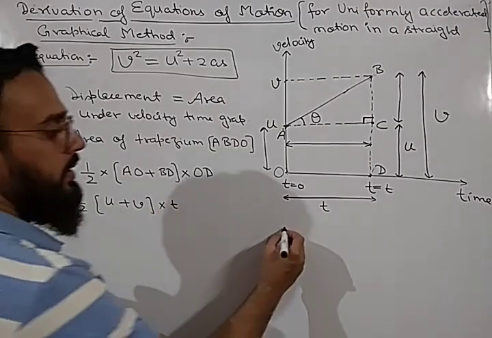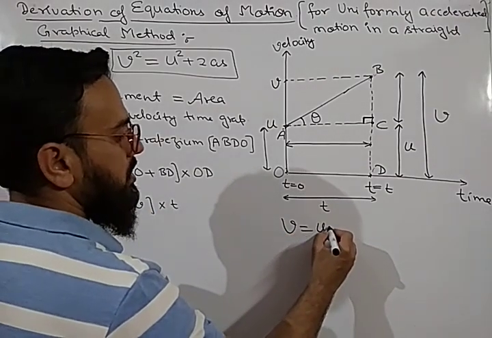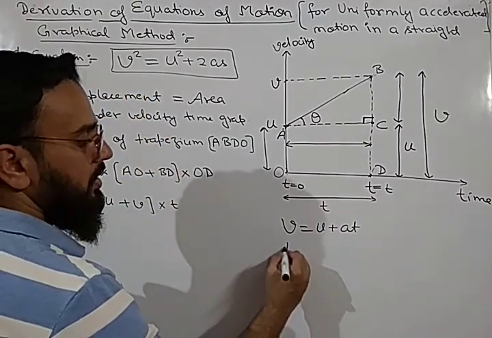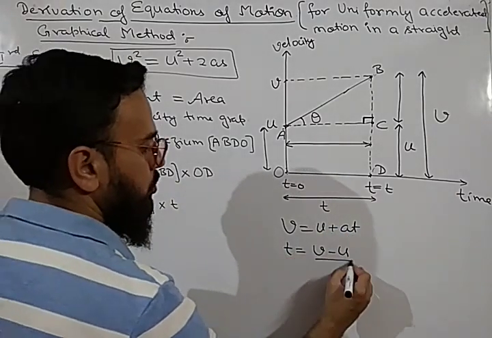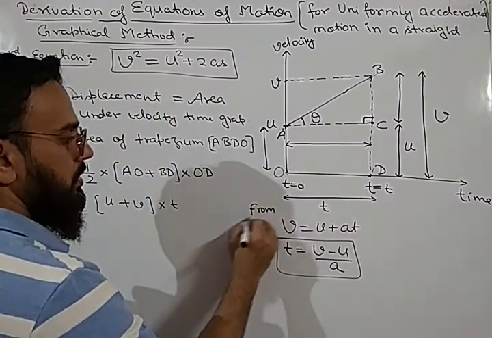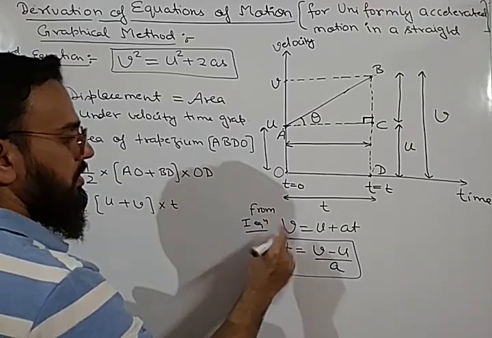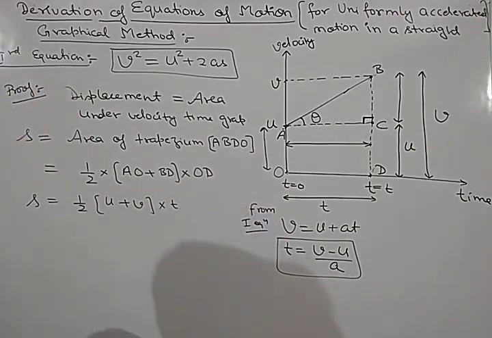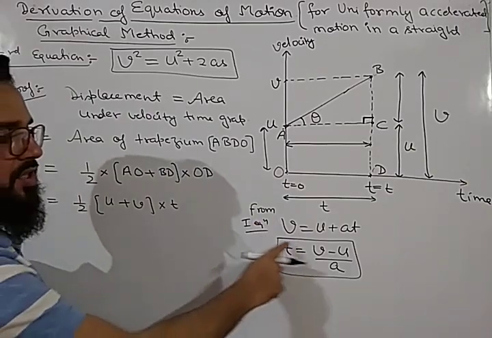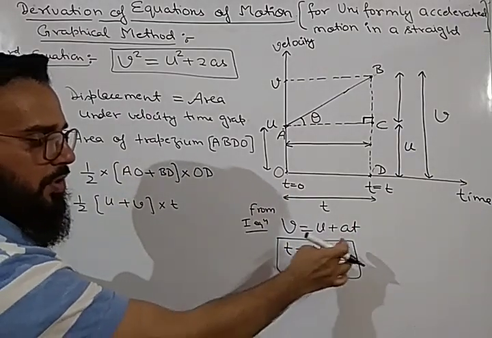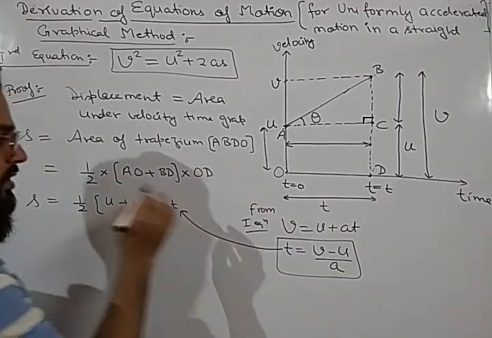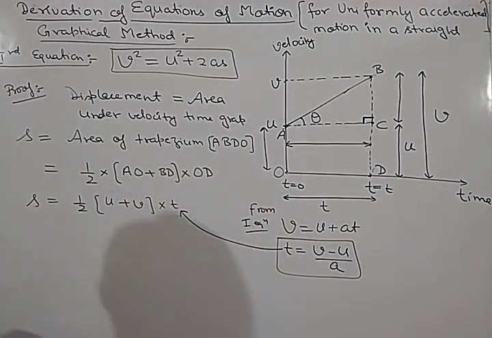So again we know that the first equation is v is equal to u plus at. If we find the value of t, we will get v minus u upon a. From the first equation, t is equal to v minus u upon a. You will write this in the derivation also. So from the first equation, v is equal to u plus at, or t is equal to v minus u upon a. So if we put the value of t now in this equation, what will we get?